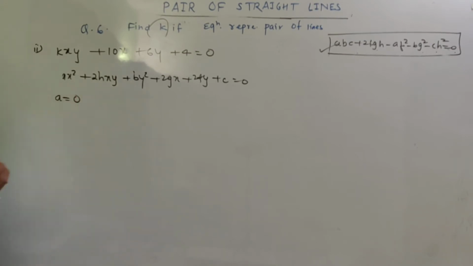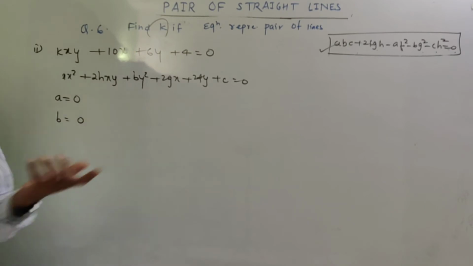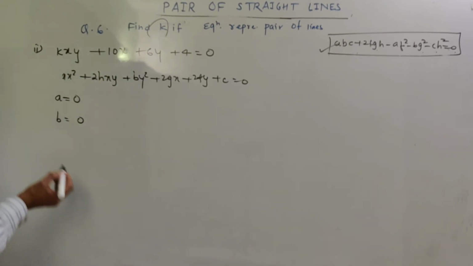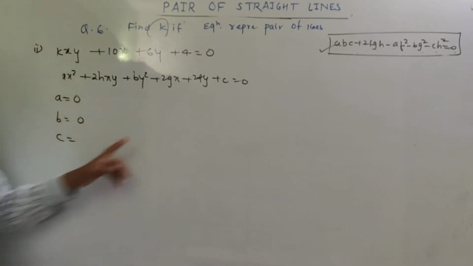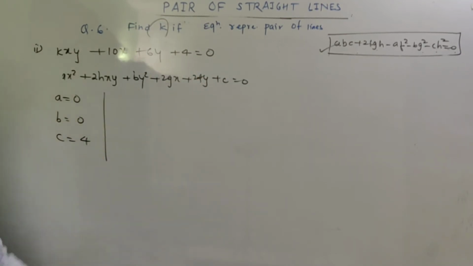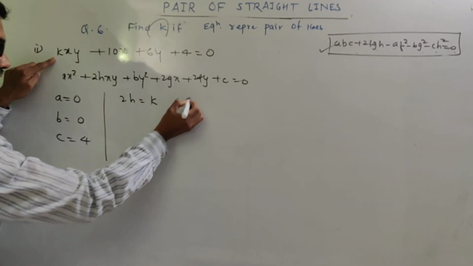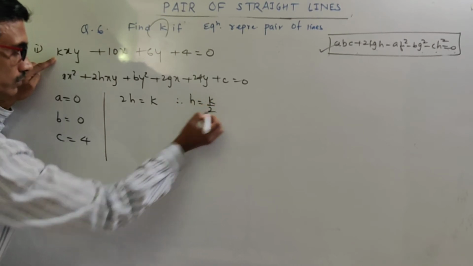you will be getting a is equal to what? 0, no x square term. b is equal to what? Again 0, no y square term. c is equal to what? c is the constant term, 4. Then 2hxy. So 2h is equal to k. It means h is equal to k by 2.